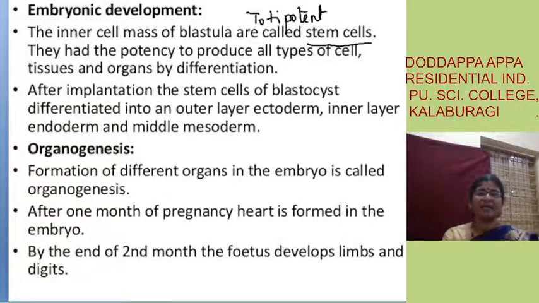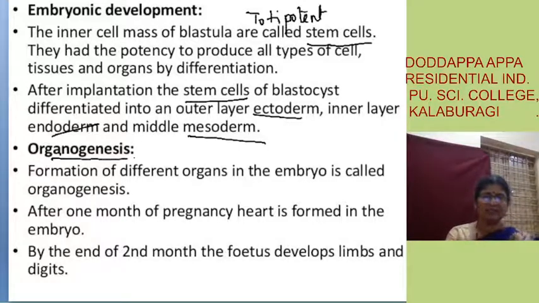So after implantation, the stem cells of the blastocyst will get differentiated and form different layers in the gastrula called ectoderm, endoderm and the mesoderm. And from these cells only the organs will form. The formation of the organ is called organogenesis, and the different organ systems are formed in the baby.